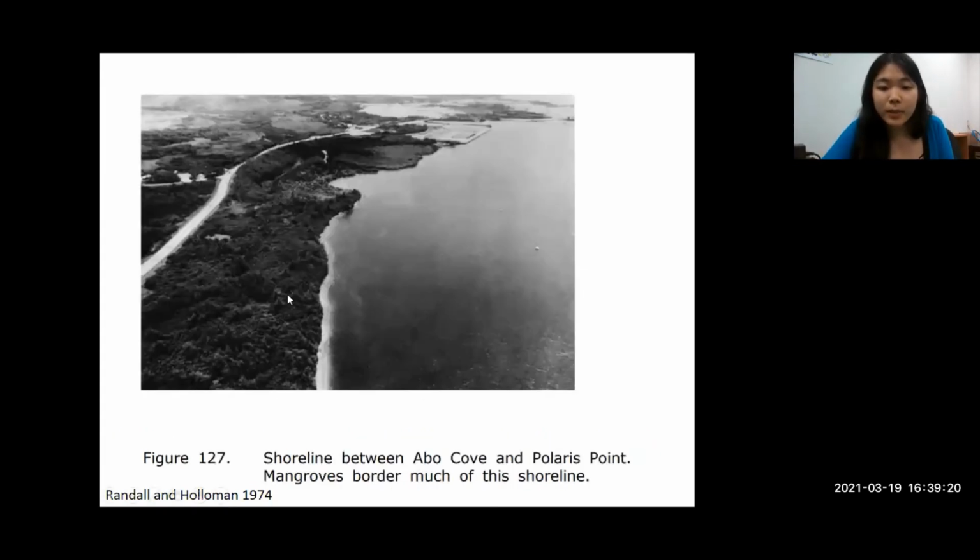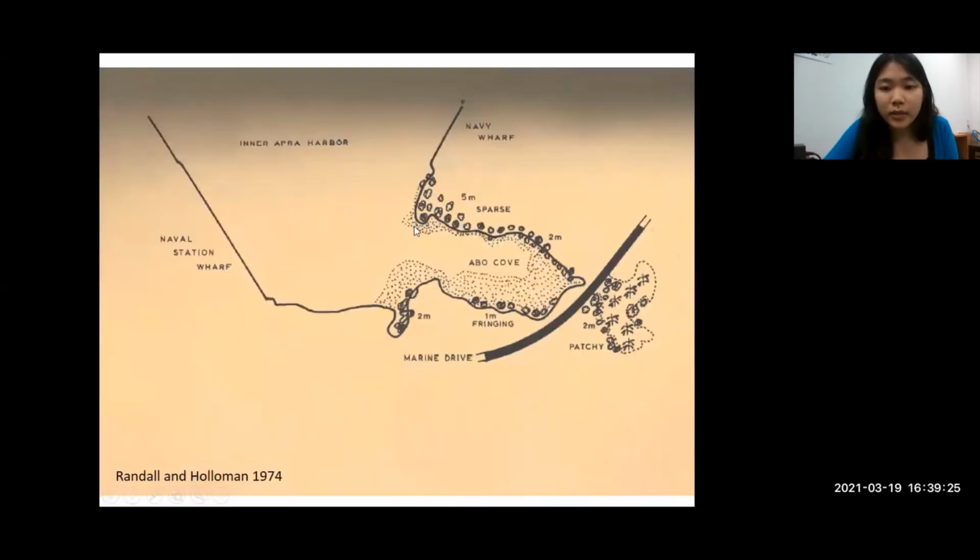And then moving down a little bit more towards Apple Cove, there's also some mangroves. And looking at the map, it looks like just small fringes of 2 meters, 5 meters, 1 meters. There's just a little bit of patchy mangroves in that inner Apple Harbor area.